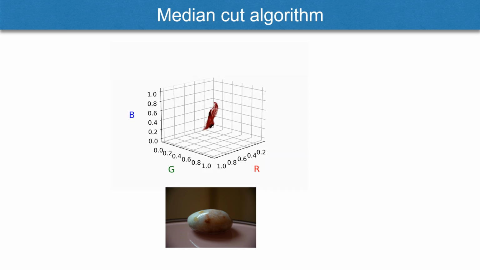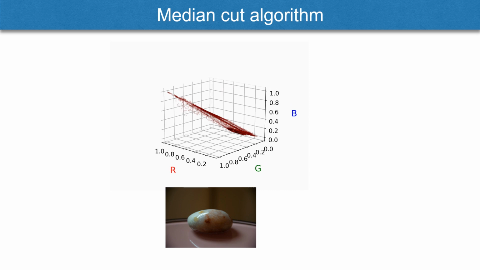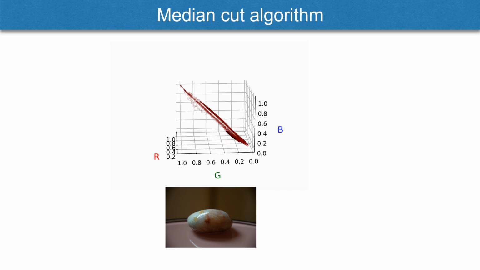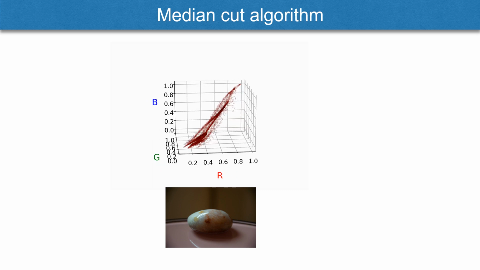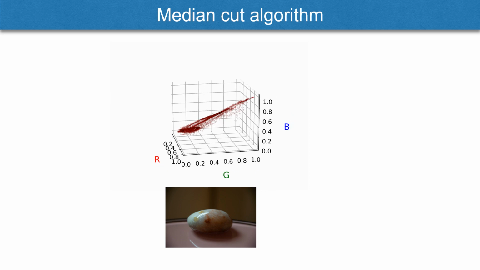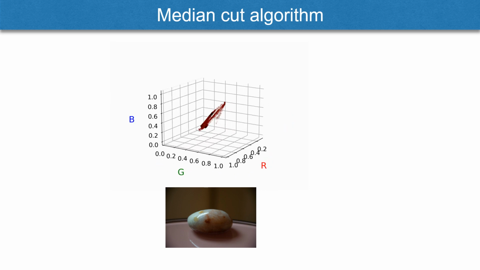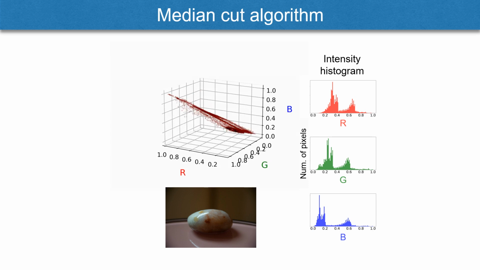These key features are implicitly included in the algorithm of the median cut. So next I will explain the algorithm in detail with 3D visualization. This is the input color space RGB, where each plot represents a pixel of this stone photograph. Here is the intensity histogram of each RGB channel.